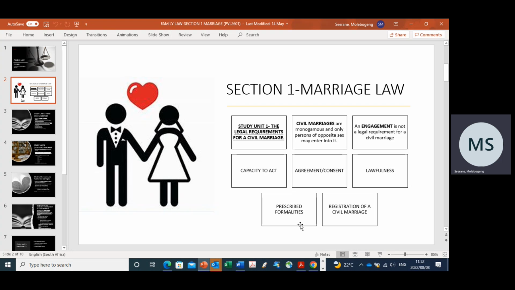For you to be a marriage officer, you must first be authorized. Not anyone can be a marriage officer. There are certain rules and requirements that one needs to fulfill first to be a marriage officer. So you must be very careful if you get to choose to be in a civil marriage. You must first find out if the marriage officer is authorized to solemnize your marriage.